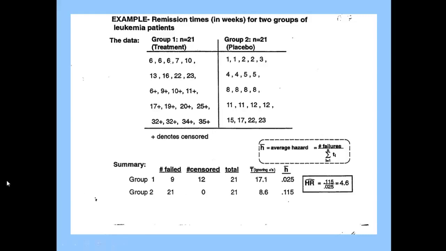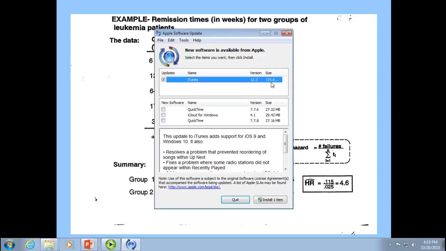So as you can see, in the group that got the treatment, some people weren't censored. They failed. They went out of remission, and a whole bunch of them were censored. But in the group that got the placebo, everyone eventually failed. That's to say, everyone in group 2 went out of remission.